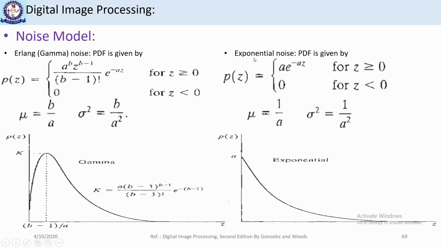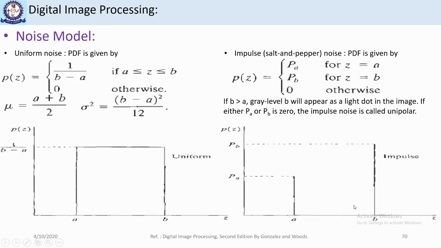Another common noise is exponential noise. The exponential noise is given by a e raised to the power minus az when z is greater than or equal to 0, and 0 when z is less than 0. Its mean is 1 by a, and its variance is 1 by a square. If we plot this curve, we get this. At z equal to 0, it is going to be a, and then as z increases, it decreases exponentially like this. So this is exponential noise.